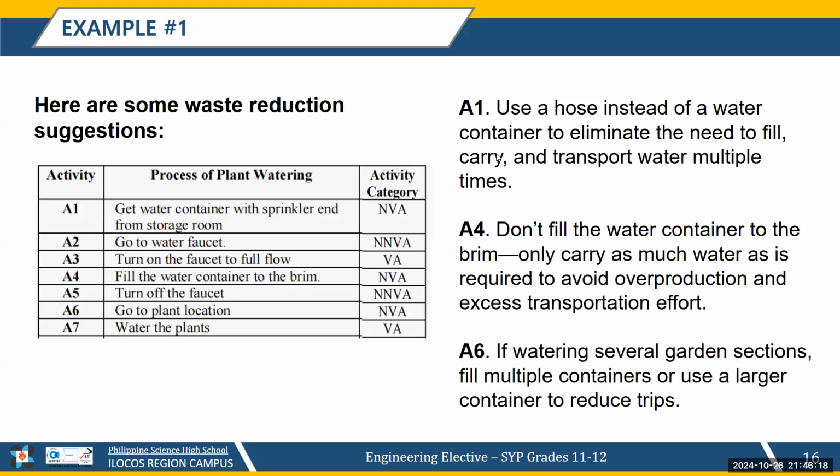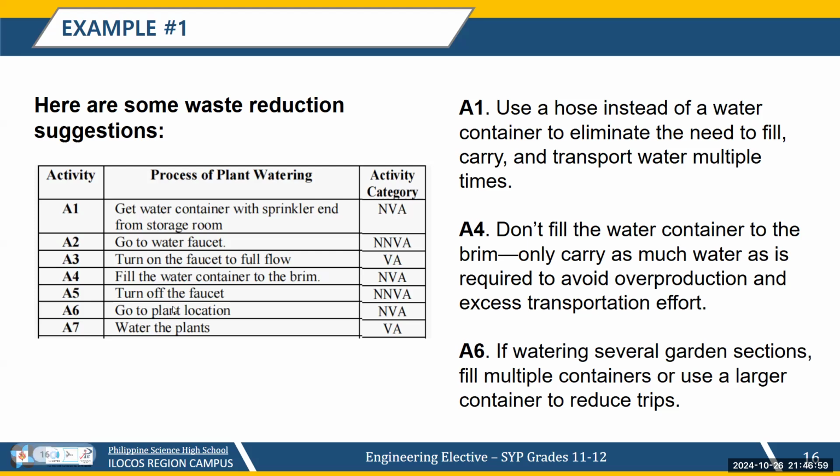So that's one way to reduce A1. To reduce A4, so kung wala kang hose, ang meron ka lang ay water container, to reduce the controlled delay caused by filling the container to the brim, only carry as much water as is required to avoid overproduction. Kasi nga, kung finil mo yan into the brim, hindi mo naman pala kailangan lahat ng tubig na yon, edi nag-aaksaya ka ng resources. Okay, so that is overproduction.